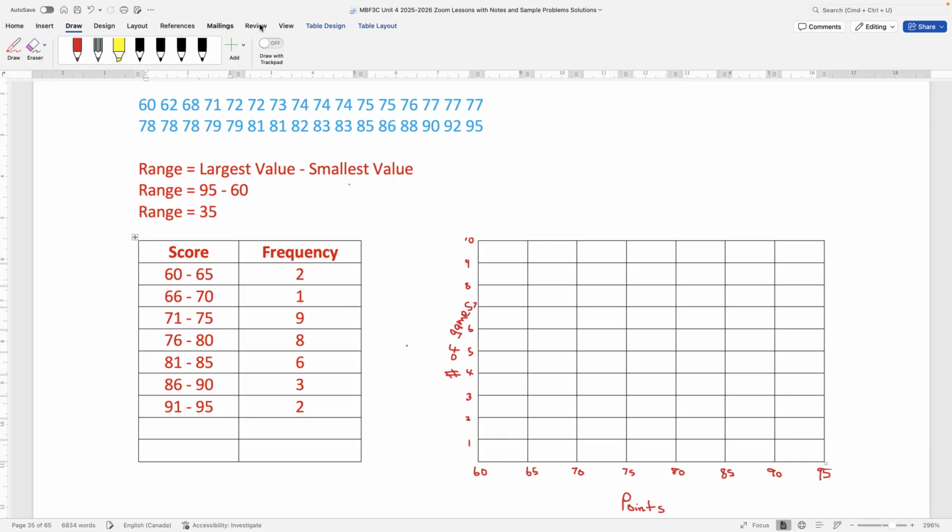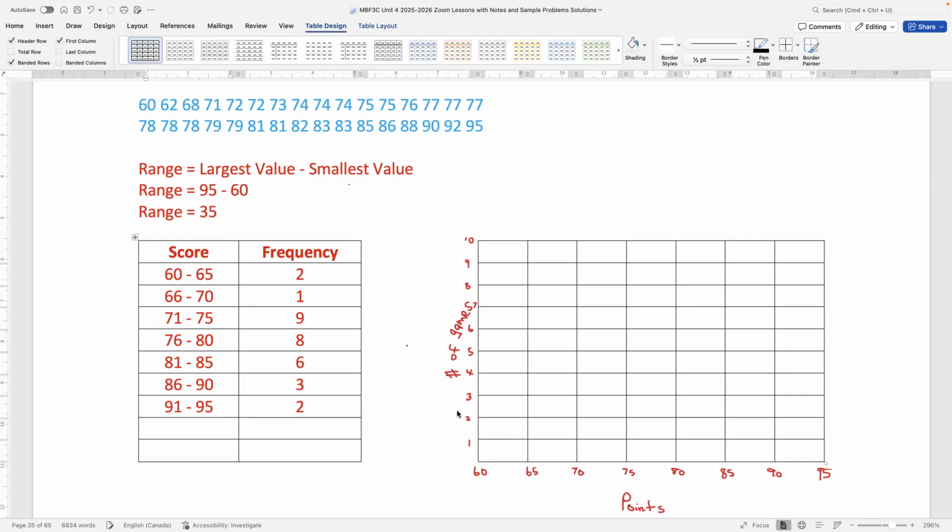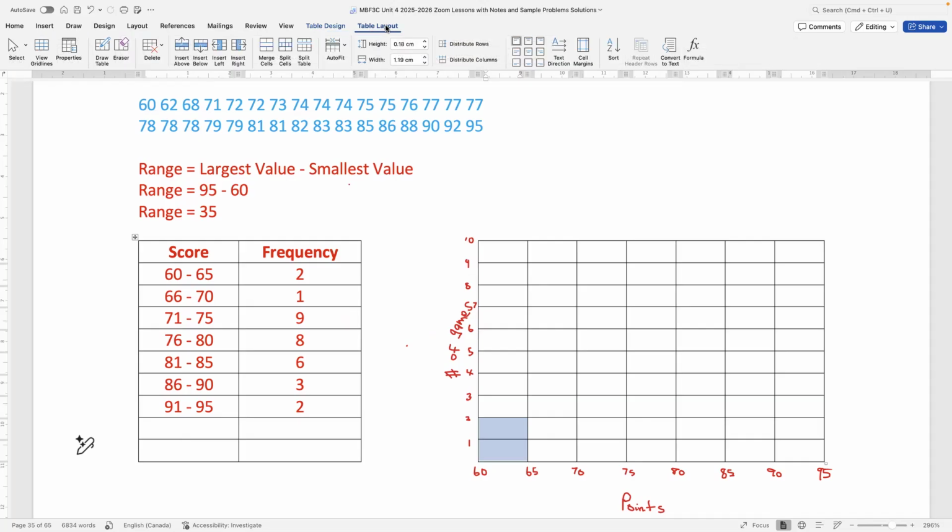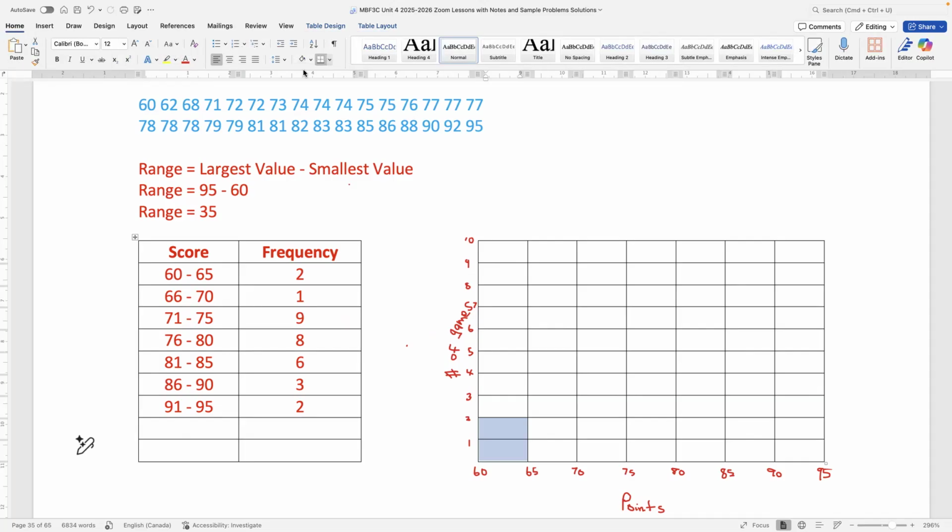So what I'm going to do now is come over to my table design and do what we call a fill. Where would I find that one? I haven't done this for a while. I want to fill that. I'm going to have to come back to home and do my fill, and let's make it a gray color. One bottom left hand corner.